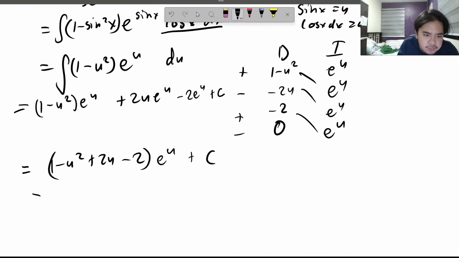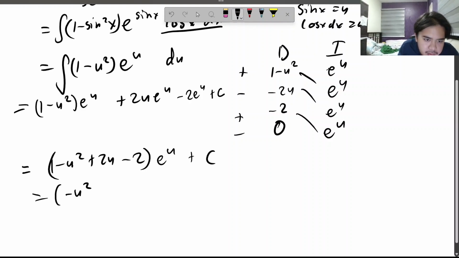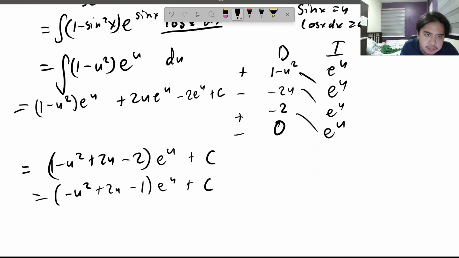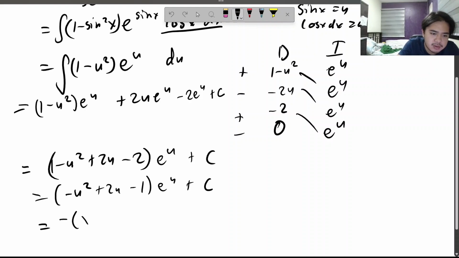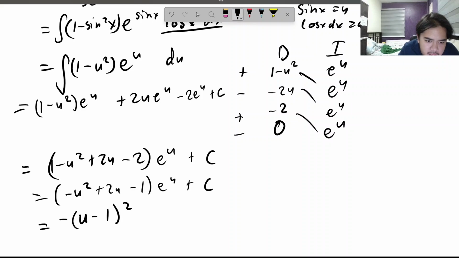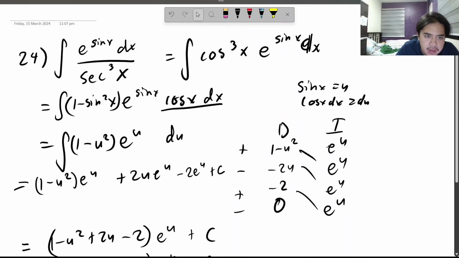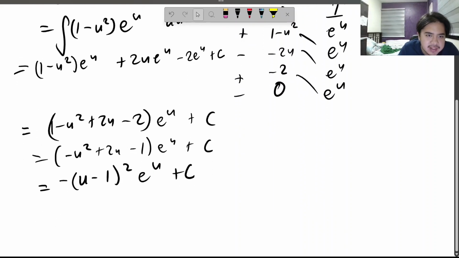Let's see. Combining, we get negative u squared plus 2u minus 1, times e to the u. This sounds awfully familiar. Yes, it is indeed negative of u minus 1 quantity squared, e to the u plus c. Right? Yeah. You can get that. That's magic, right? That's absolutely magic.